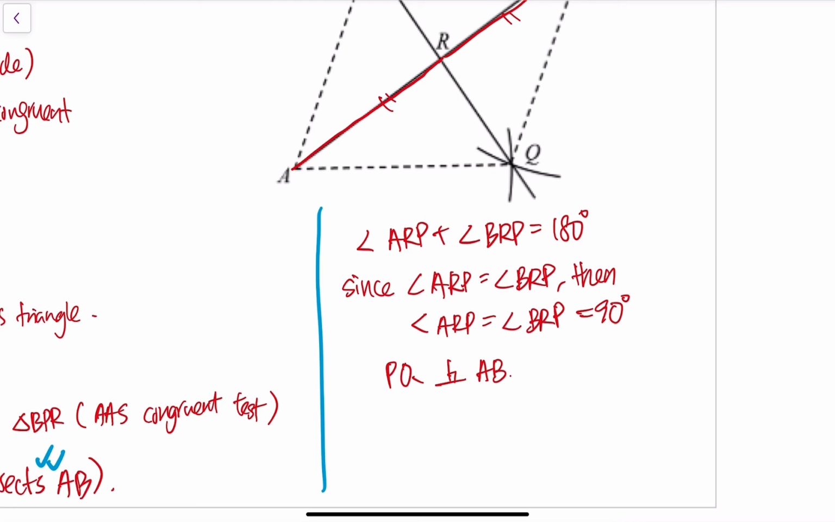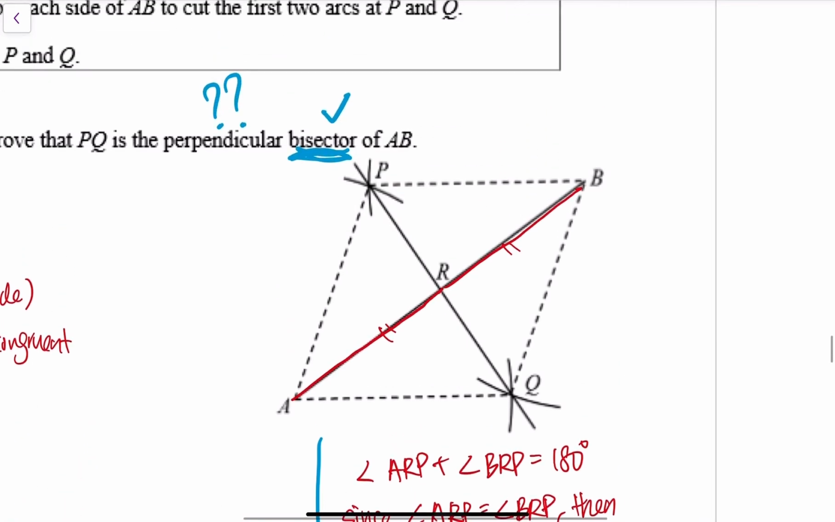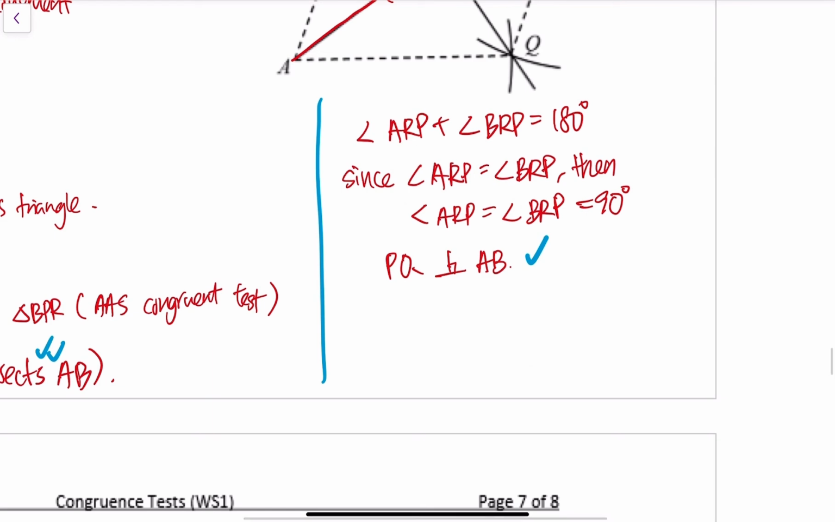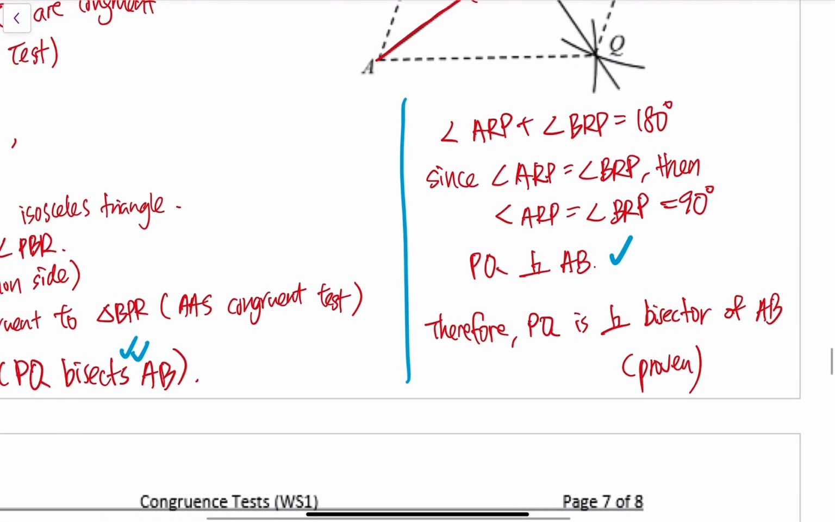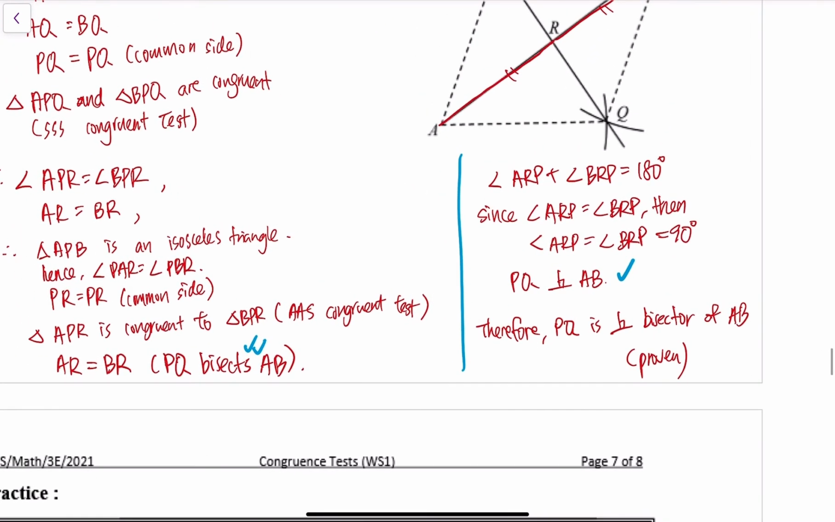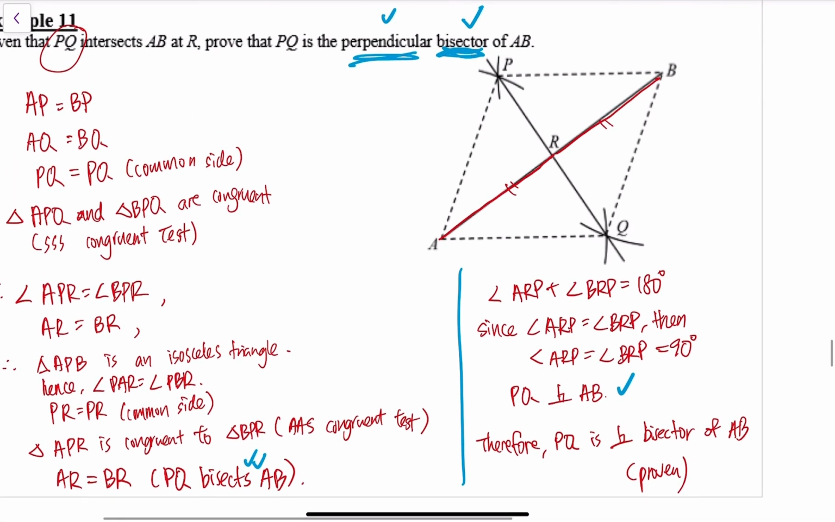Now, I'm done with the 90 degree perpendicular. So there are two parts for me to prove: prove that they're perpendicular and prove that they bisect. Only then can I finally conclude. Therefore, PQ is the perpendicular bisector of AB. Then I can write proven. Okay? Thank you very much.